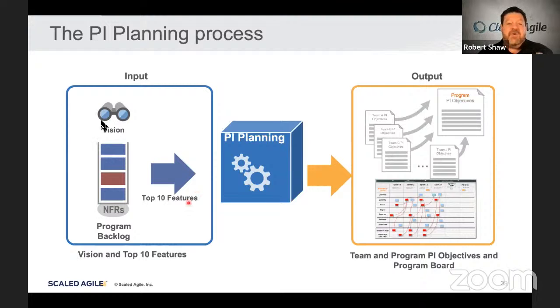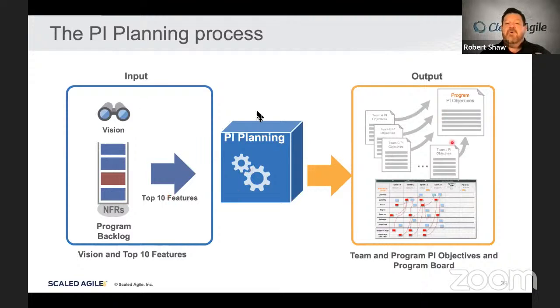We get the top 10 prioritized features. Now, 10 is not a hard and fast number. It's a suggestion. Some have 10, some have 12, some may have 6. You may have small features and it might be 20. What it's saying is prioritize the business, don't boil the ocean. What are the next most important things that fit within the capacity of the team? PI planning happens.